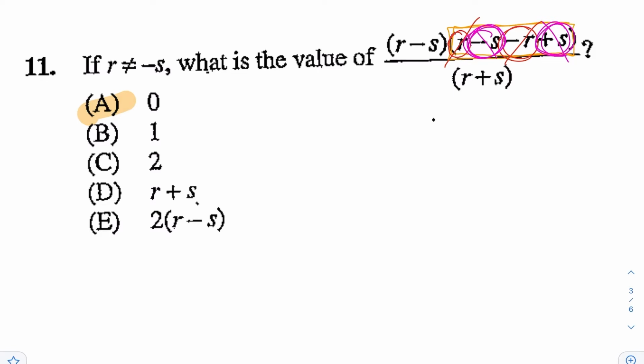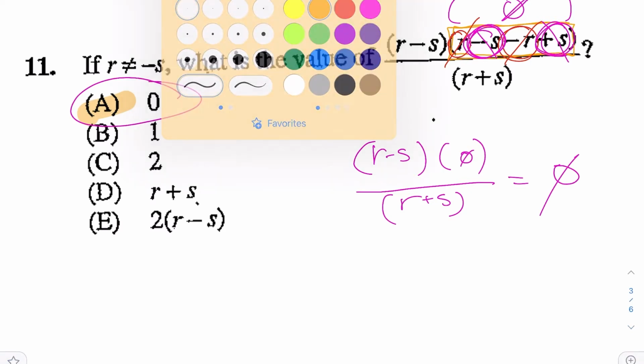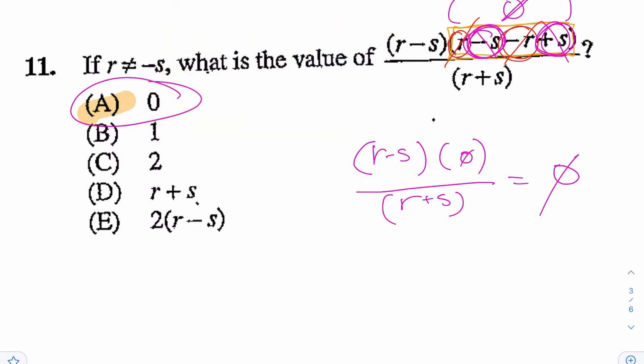They also equal 0, so they cancel out. So what you have left over? Just a 0. So you have r minus s times 0 divided by r plus s. Since there's a 0 in the numerator, this just equals 0. Choice A. One of the factors in the numerator totally canceled out, so it's just equal to something times 0, which is always equal to 0.